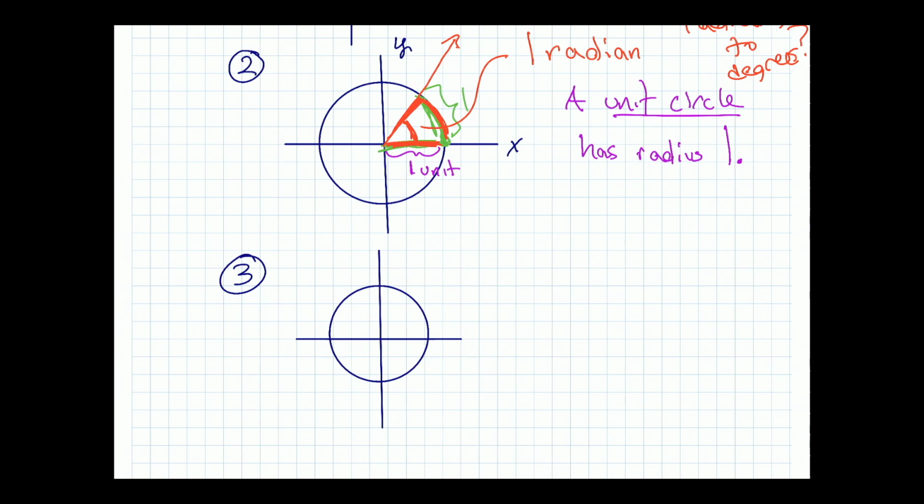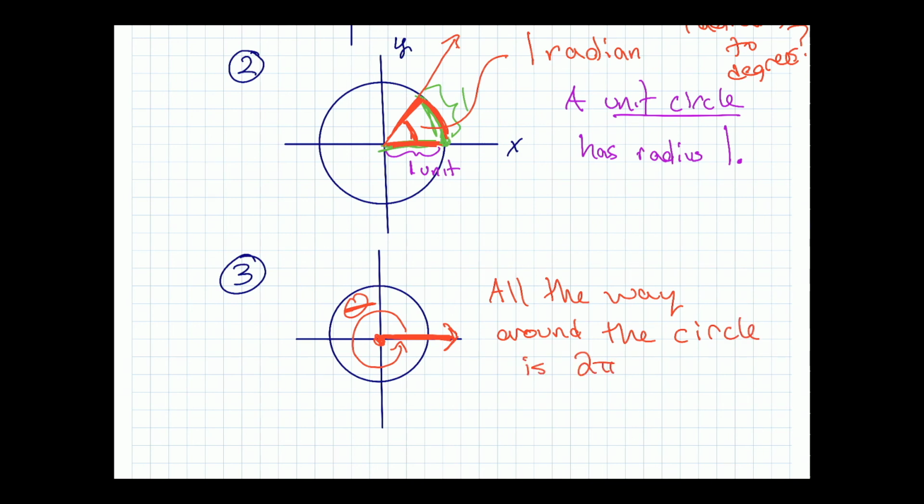It turns out that if you start here and you go all the way around to here and you call this angle theta, that distance as a measure of the angle is going to be 2 pi radians. So all the way around the circle is 2 pi radians.